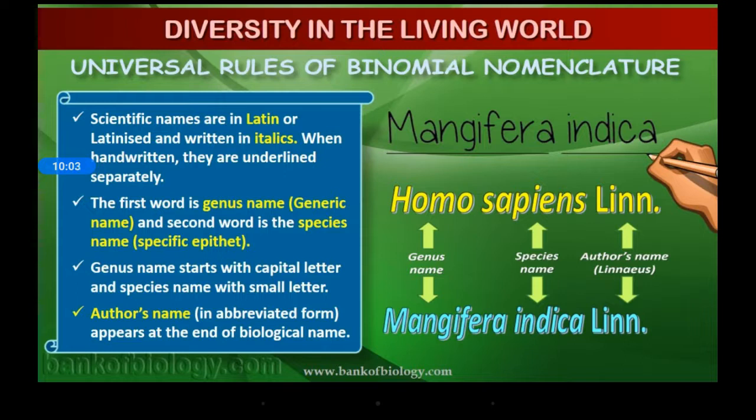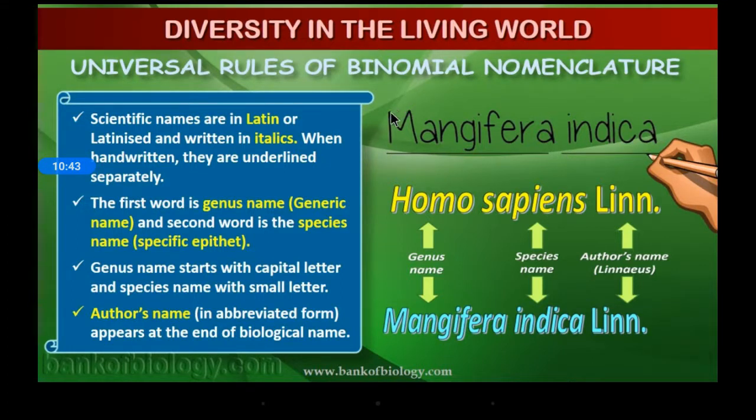So certain criteria are there which we need to follow while writing binomial nomenclature. Yes, so from binomial it is understood that two names are there. Yes, here with the example we will study. Mangifera indica, that is for mango. So here you can see scientific names are in Latin or Latinized and written in italics. So when it is typed, it will be typed in italics. Okay, when they are handwritten, they will be underlined separately. Here you can see underlined separately.